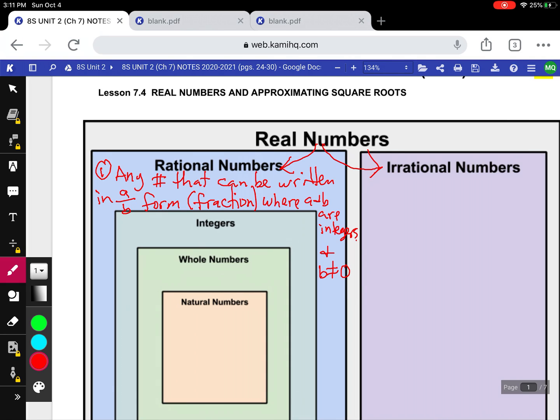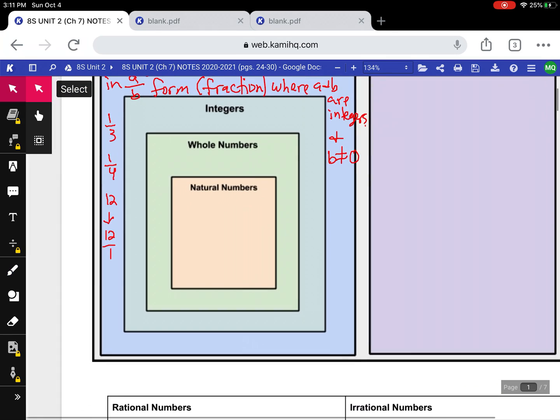So what I'm basically telling you is that a rational number can be written in the form of a fraction. We have things like 1/3 and 1/4, and even a number like 12, because 12 can be written in the form of 12 over 1, which is also a fraction. So that is what a rational number is.